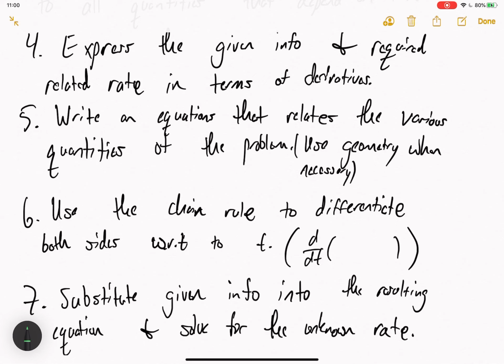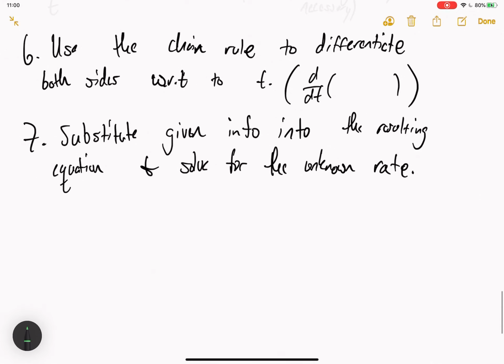Once you have that equation, you use the chain rule with respect to time. So take a derivative of everything with respect to time, because typically that's the one you use. If it's another variable, I'm sure it will say so or it'll be obvious. And then, once you take a derivative with respect to time, just plug in all the information that you have, solve for the unknown rate, and that's the problem.